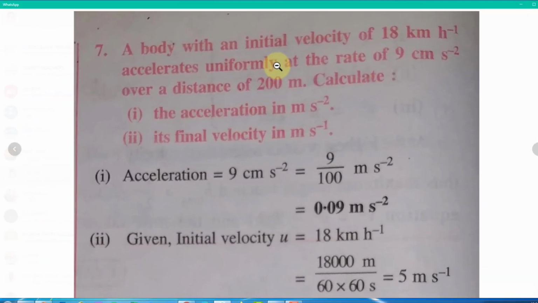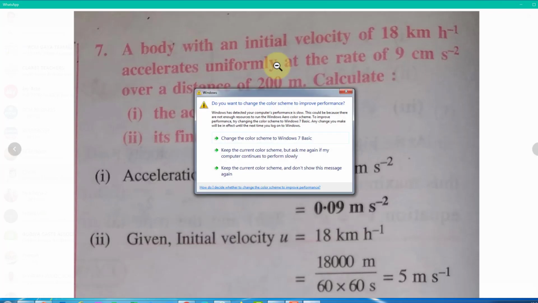Clear? Now children, you can see the second question on the screen. Second question is, a body with an initial velocity of 18 km per hour accelerates uniformly at the rate of 9 cm per second square over a distance of 200 meter. Calculate. Okay, so a body, its initial velocity is given, U is given. Initial velocity is what? U is given 18 km per hour.